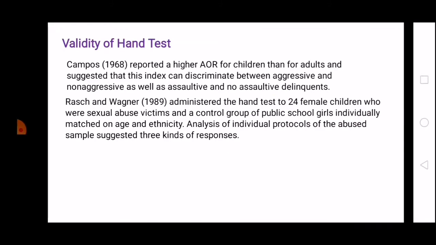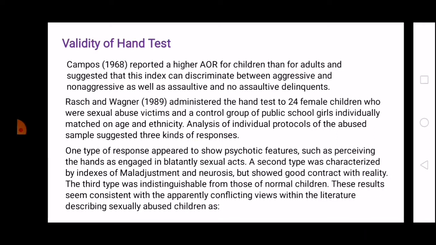Rush and Wagner administered the hand test to 24 female children who were sexually abused. Upon analysis, there were three kinds of responses among them. One type of response appeared to show psychotic features, such as perceiving the hands as engaged in blatantly sexual acts. The second type was characterized by indexes of maladjustment and neurosis, that is their domain, but showed good contact with reality. While for the third type, their responses were just normal.